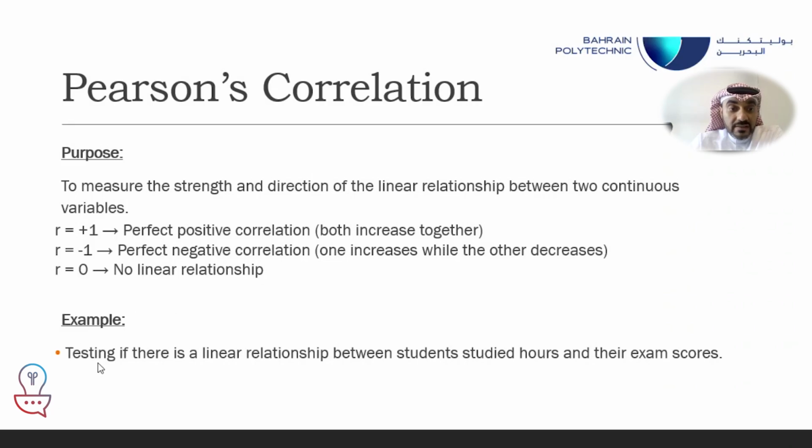An example of that is testing whether there is a linear relationship between a student's study hours and their exam score. Let's say you want to test whether, in your class, there is a relationship between how many hours the students spend studying for a specific exam and the exam score. If you would like to do this, you can apply Pearson correlation. And now we will see how we can do that.